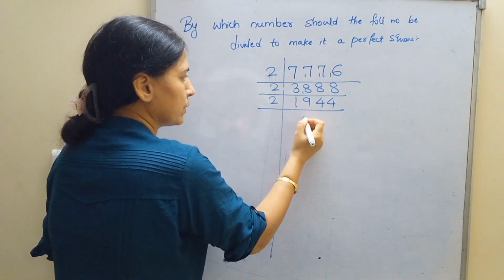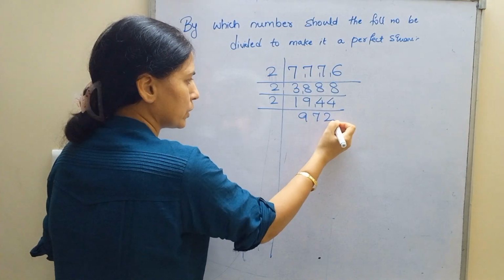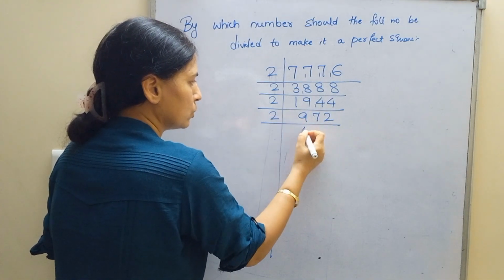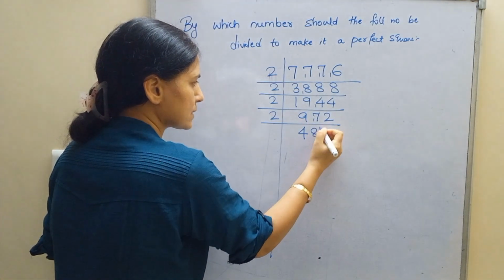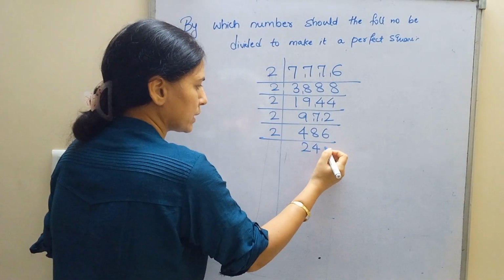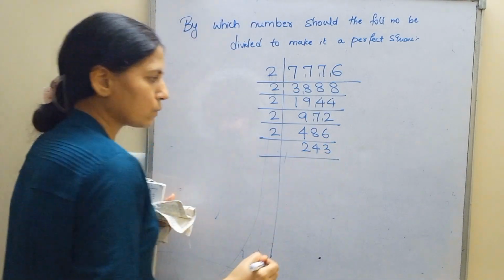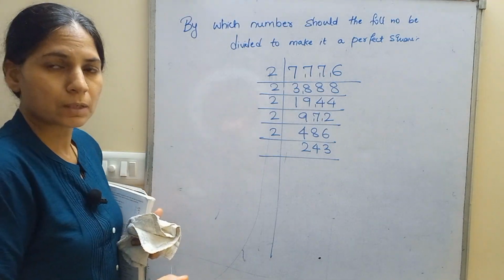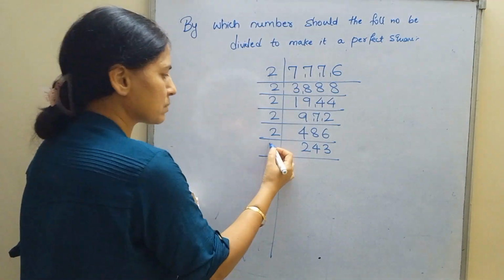Again by 2. 2 9s are 18, 2 7s are 14, 2 2s are 4. Again by 2. 2 4s are 8, 2 8s are 16, 2 6s are 12. Again by 2. 2 2s are 4, 2 4s are 8, 2 3s are 6. Now 2 4 3: 4 plus 2 is 6, 6 and 3 is 9, divisible by 3.